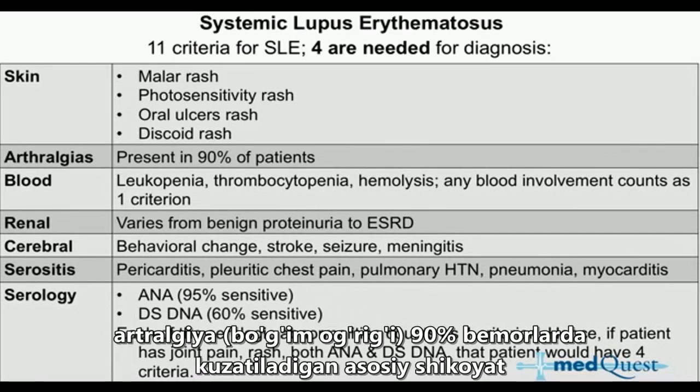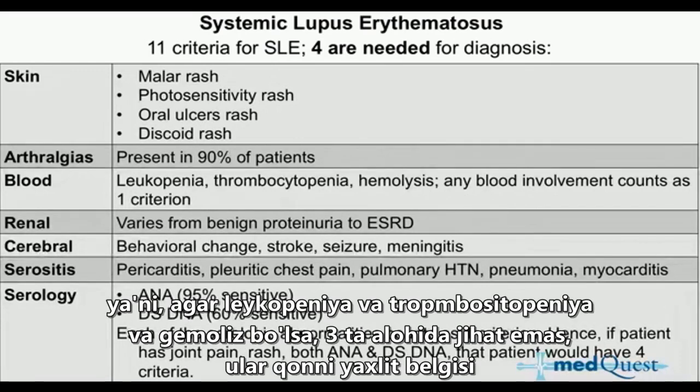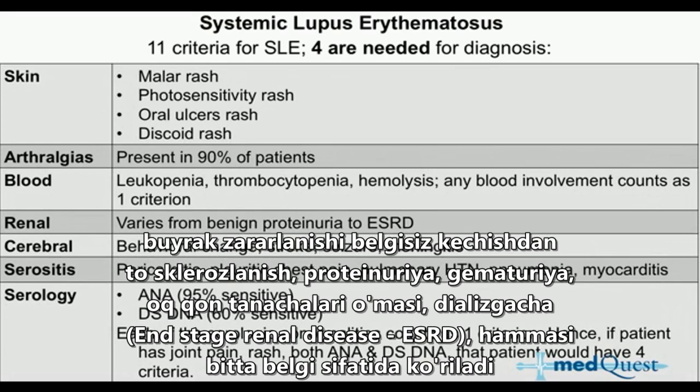Okay, now the other thing is joint pains is often the chief complaint in most people. Now also on the blood, whether you have leukopenia or platelet problem or blood count problems with hemolysis, any one of them counts as one criteria. In other words, if you have leukopenia and thrombocytopenia and hemolysis, that's not 3 separate points. That's 1 point for blood. Now the renal manifestations vary from everything from asymptomatic proteinuria to hematuria, red cell casts, outright being on dialysis. But no matter what manifestation you have, it only counts as 1.